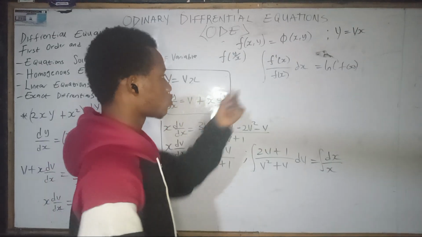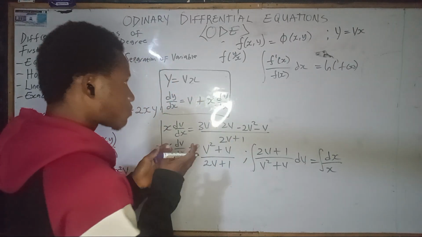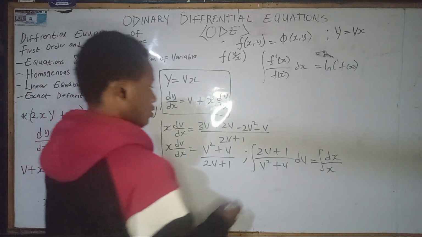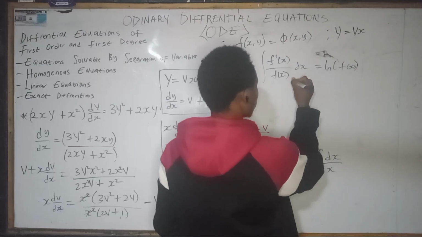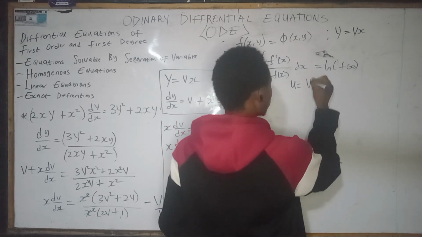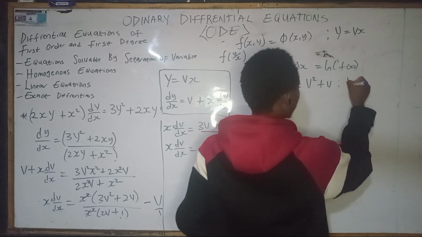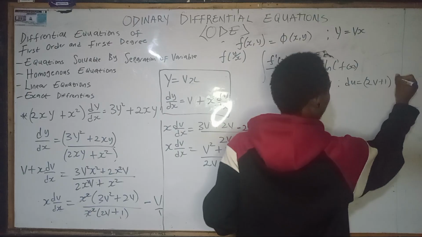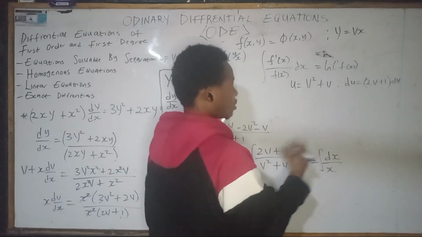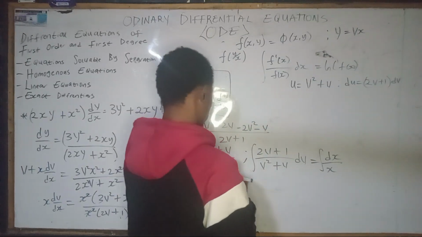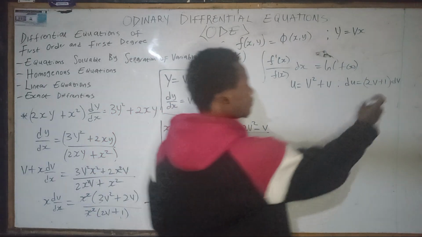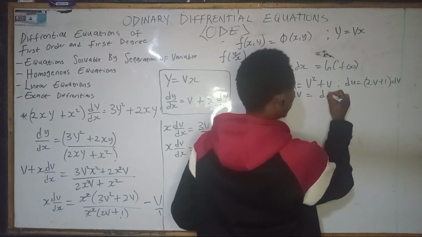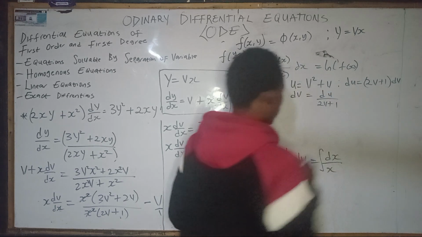But let me not go through the shorter way, and let me try to explain why this is equal to this. For this, we are going to make u equal to v² + v. Therefore du is equal to (2v + 1) dv. If we make dv the subject of the formula, we have dv equals du over 2v + 1.